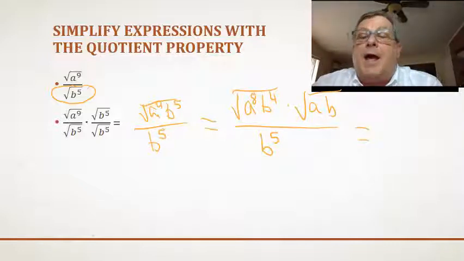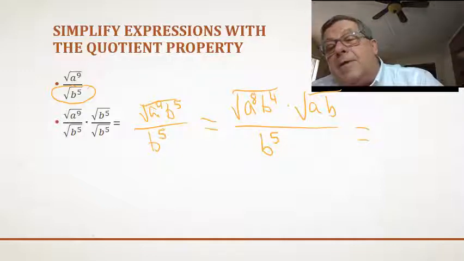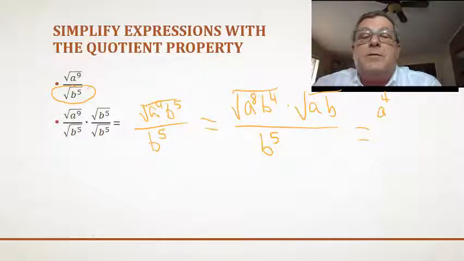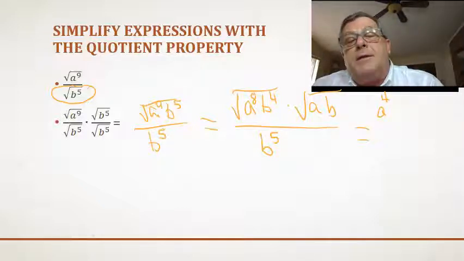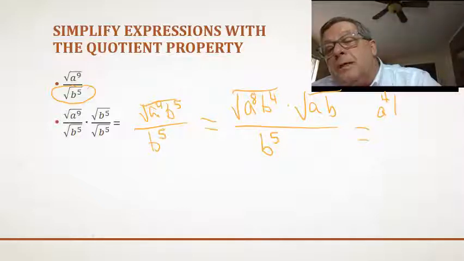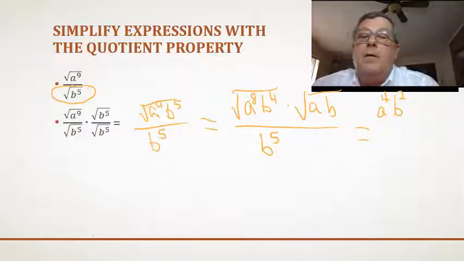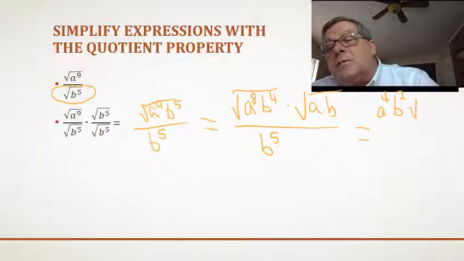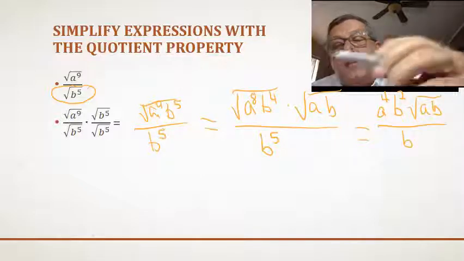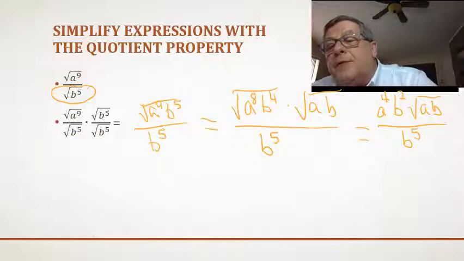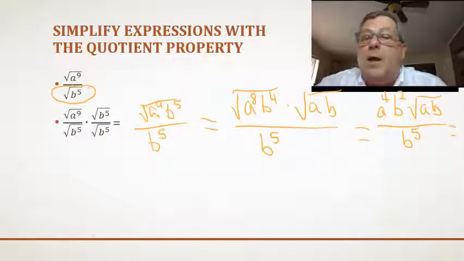Because if I look at, okay, now what's the square root of a to the 8th? Well, the square root of a to the 8th is a to the 4th. In other words, a to the 4th squared gives me a to the 8th. And the square root of b to the 4th is b squared. If I square b squared, it's going to give me b to the 4th. And that's all times the square root of a, b. And all this is still over b to the 5th. Let's put a little equal sign here and we'll go down below.